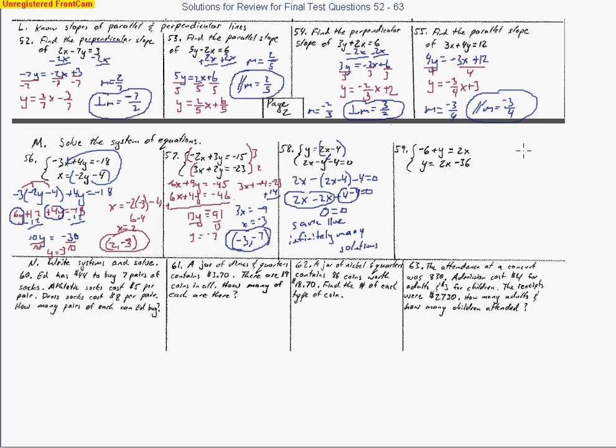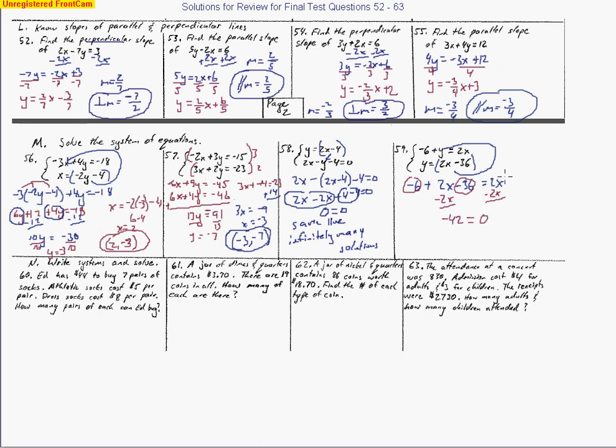Alright, on this next one, another good substitution problem. So I'll substitute that expression in for y. So now I have negative 6 plus 2x minus 36 equals 2x. Well, when we go ahead and solve this one, we end up subtracting that 2x, and we get a similar instance here, because when we combine these terms, this time we get negative 42 equals 0.